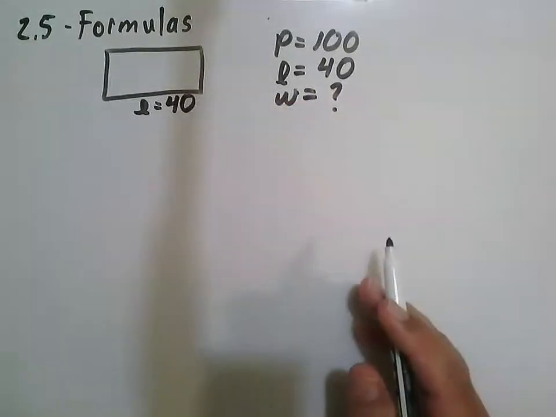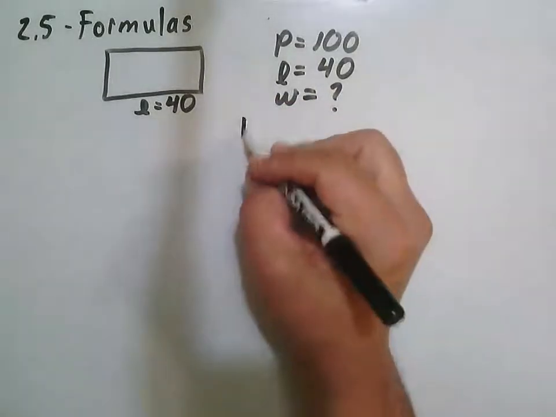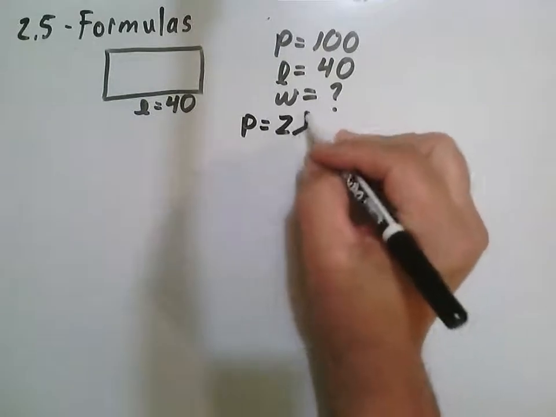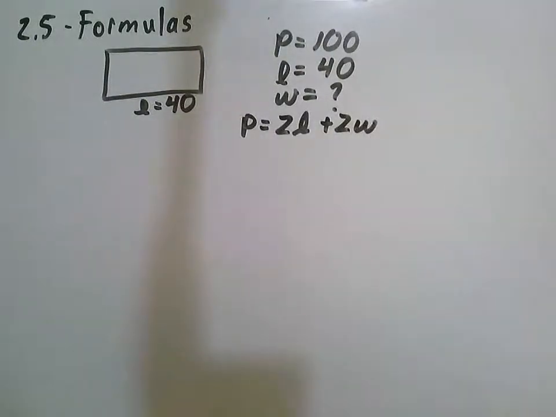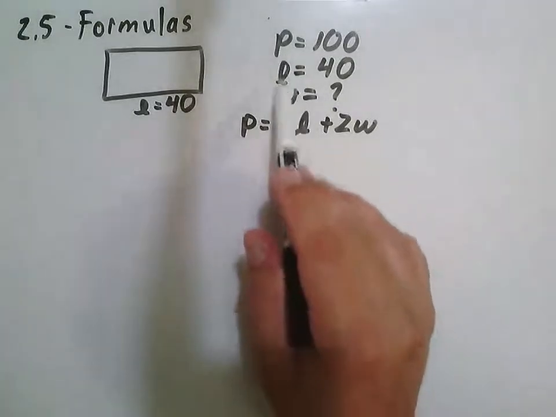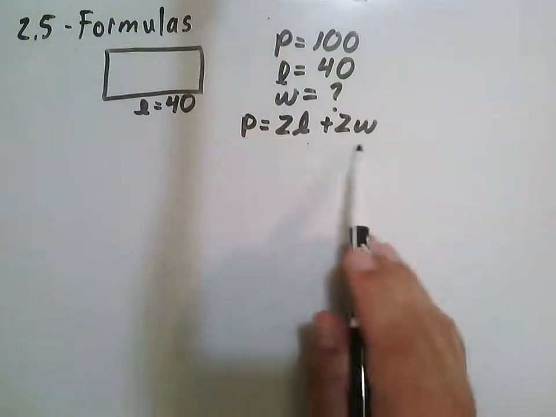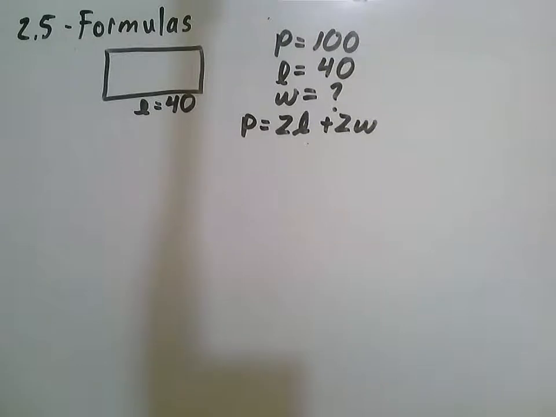The first thing I want to do is just start with my formula. So I have to know which formula I'm going to use. My formula is going to be 2 length plus 2 width. I have to figure out what my width is. Because we've already established all our variables, which are P, L, and W, we can just continue to use those. Then we just fill in the information that we know, and we're left with the information we don't know, which is going to be our answer.